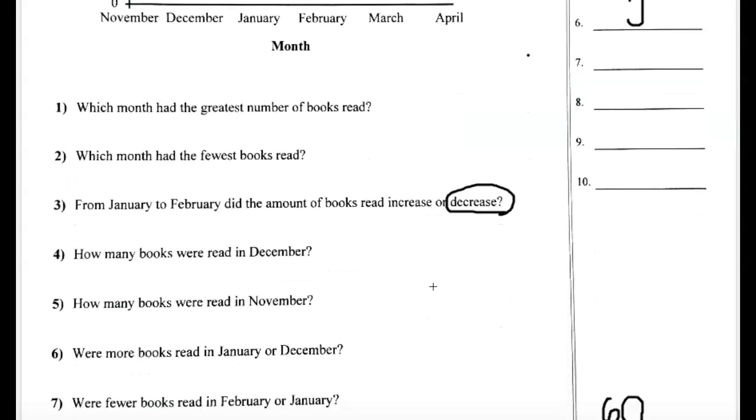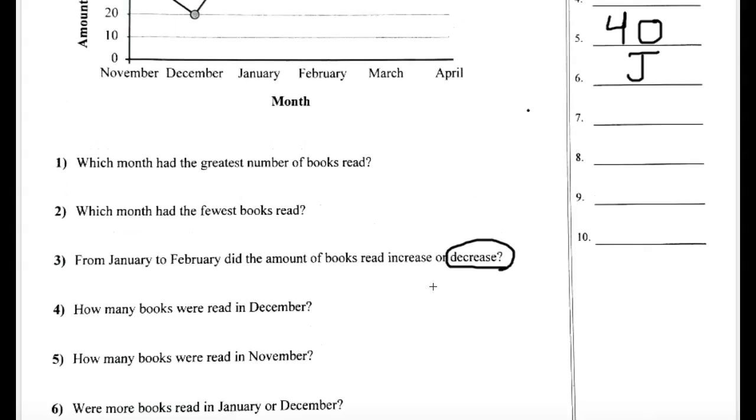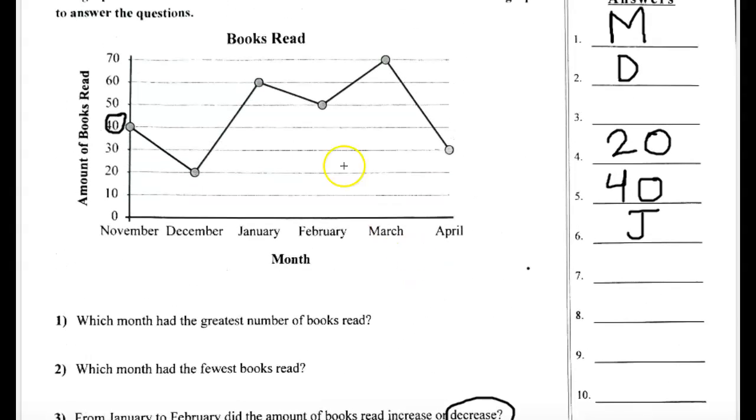Number 7. Were fewer books read in February or January? Let's look at which one has the least. January had 60, February had 50. Which one had less, January or February? Circle the one that had less, or we could write it. So February had less, so we could write F for February.